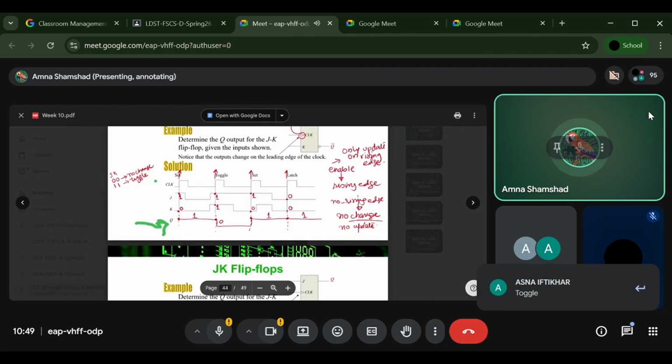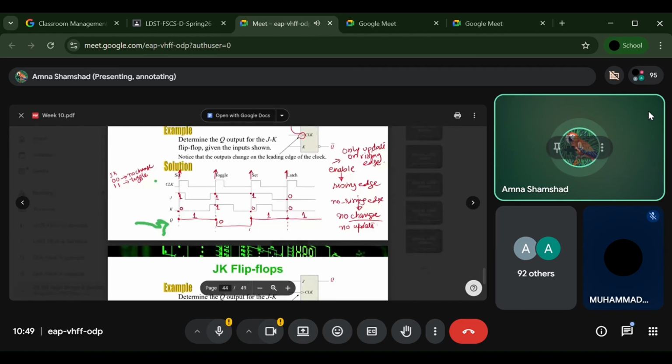Yes, class. Yes, it will toggle. So on 1-1, it will toggle from 1 to 0. Is this clear? It will toggle from 1 to 0. Now this will become 0 on the next positive edge of clock. Now this will remain 0 till the next positive edge of clock comes. Is this clear to all of you?